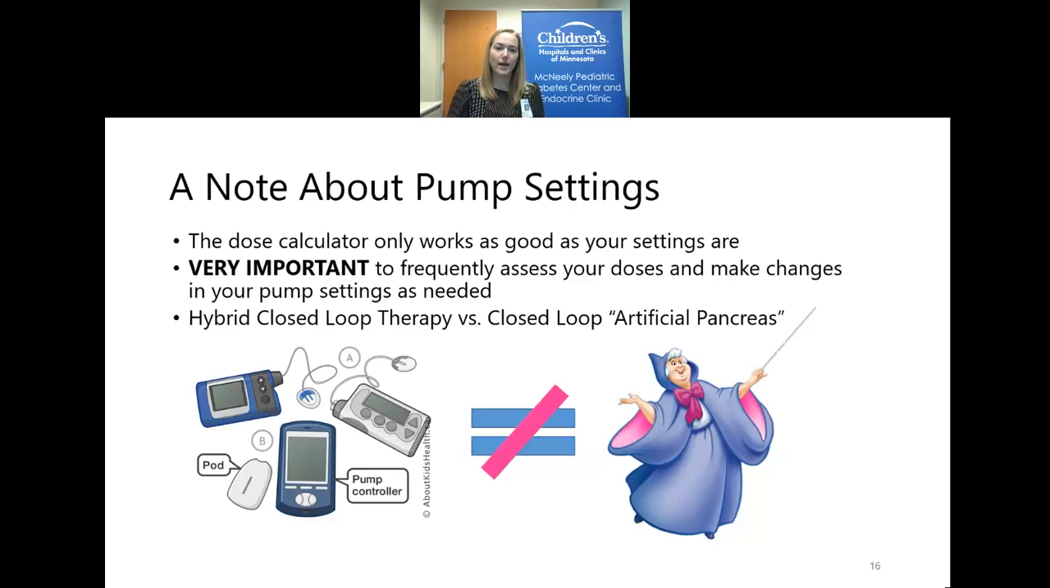The other thing I like to emphasize here is that right now, the pumps on the market have hybrid closed loop therapy. A lot of people will hear things in commercials and media about closed loop or artificial pancreases on the market, and that's not true. A true closed loop pump or artificial pancreas is completely hands off. The pump would have glucagon in it, it would automatically bolus for your meals without your input, and it would essentially be doing the entire role of your pancreas, which is why it's called an artificial pancreas.